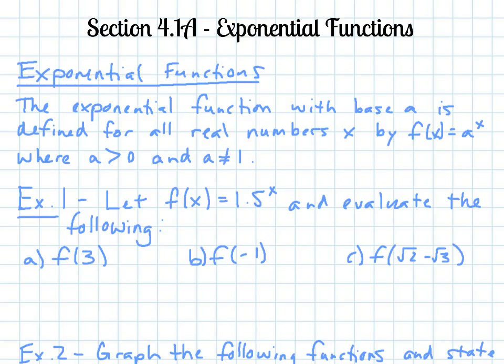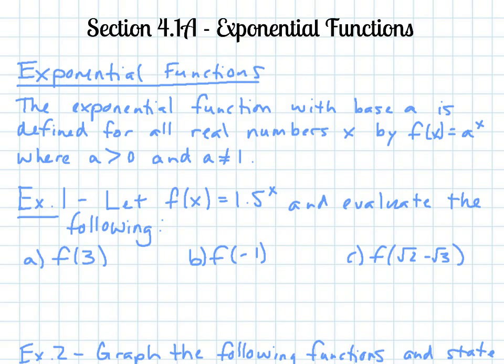Okay? Also, the reason why it can't be 1 is if you plugged in 1 where a is in that function, you'd have 1 to the x power, and 1 to the x power is always going to be 1. So you get a horizontal line at 1, which is not exponential in either direction. So it's kind of a trivial function that we really don't want in the same family as exponential functions.